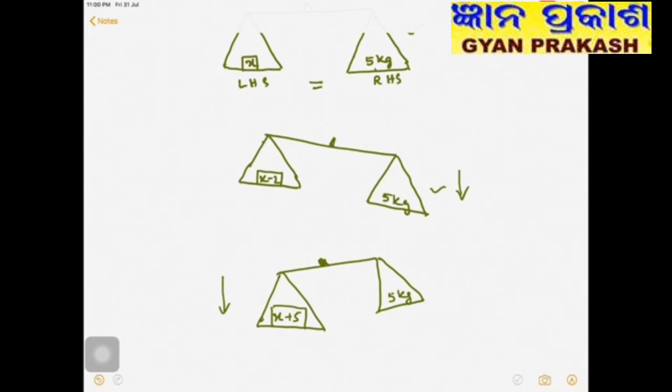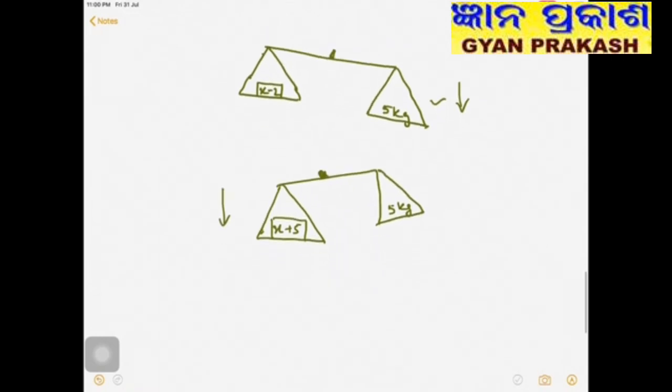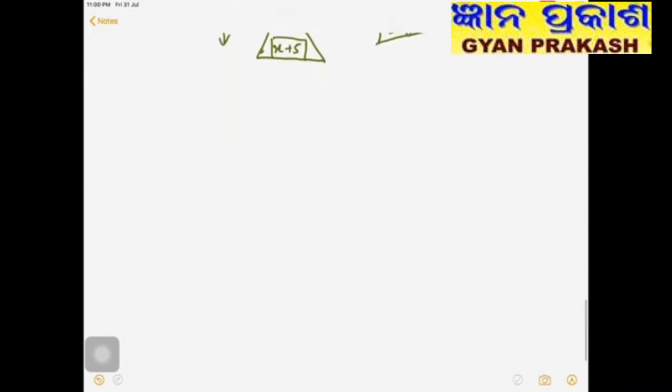That means an equation is something which must be equal. So when we add something to LHS, we must add that to RHS. Like suppose we can say that 8 plus 5 equal to 13, and if I add 2 here, I must add 2 here also, otherwise it will not be equal.